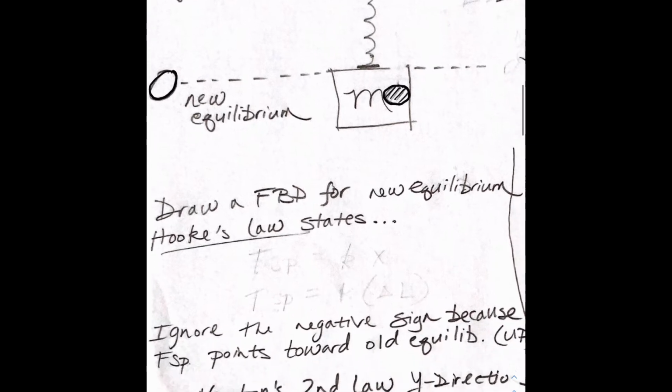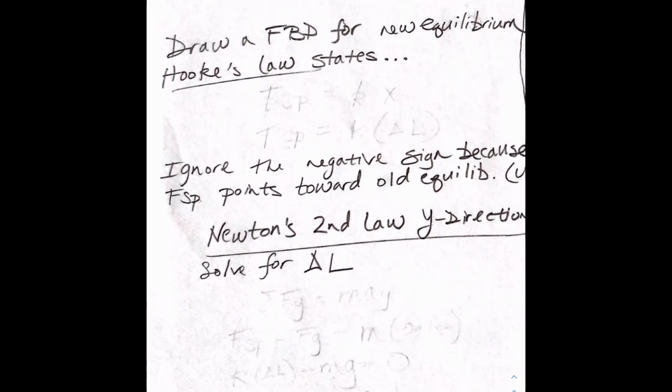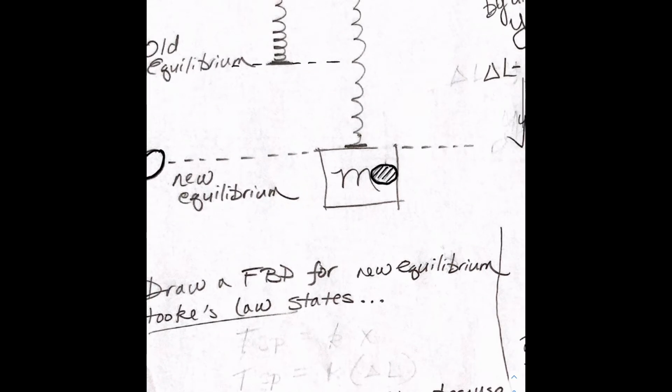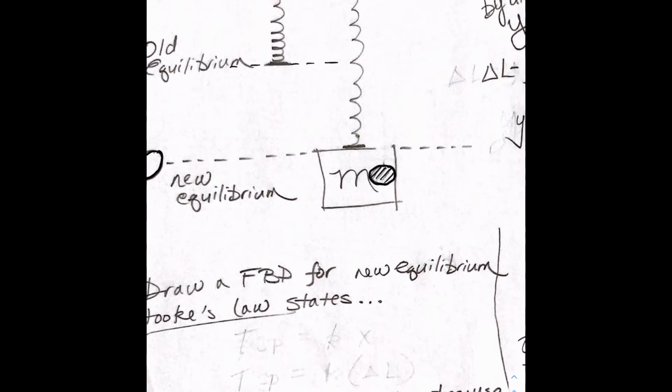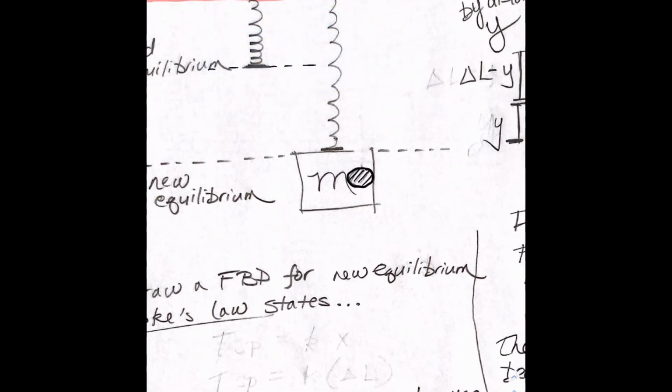Okay, so the first thing says to draw a free body diagram for new equilibrium, and that Hooke's law states what? Okay, so let's go up here and draw the free body diagram first. And let's go ahead. Maybe I'll pick blue here again. It seems to be working all right. So we have the force of the spring pointed up. We have force gravity pointed down.